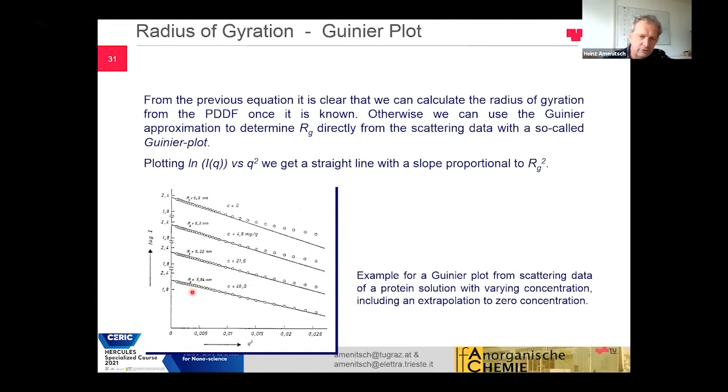So you always have to extrapolate to 0 concentration to derive the proper radius of gyration. If you go, for instance, to 1 milligram per milliliter, you will already be probing properly the size, the radius of gyration, for the limit of 0 concentration. Okay, so this is somehow a take-home message.